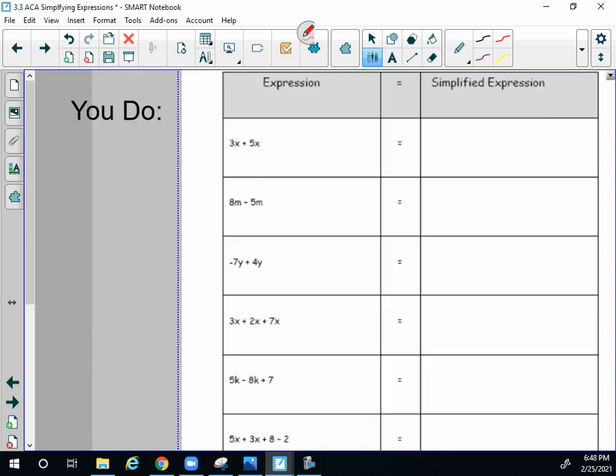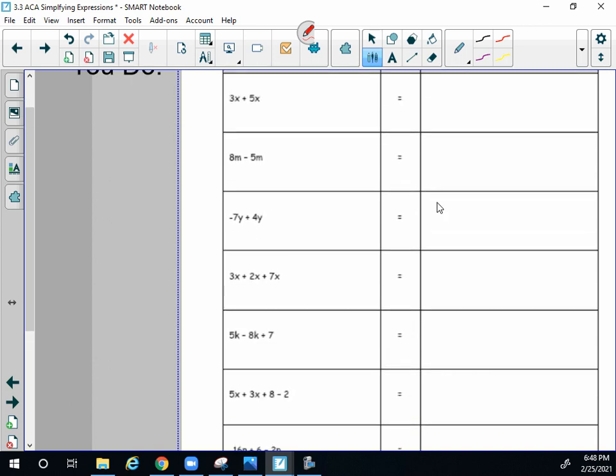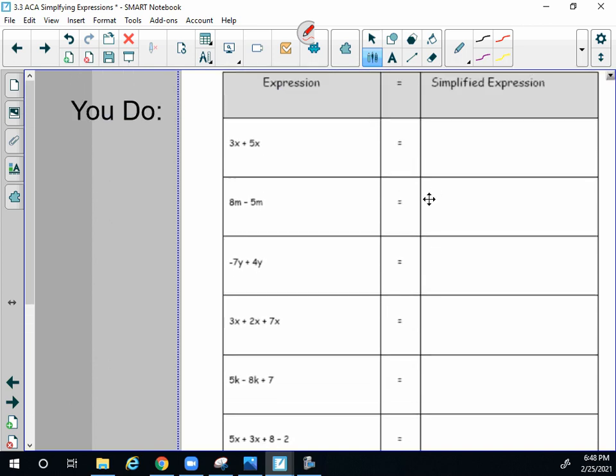Okay, we have a whole page. I'm going to do the first few with you, and then I will let you pause the video, try them on your own, and check your answers for the rest. So we have 3x plus 5x. 3 plus 5 is 8x. Here, 8m minus 5m, like terms. 8 minus 5 is 3, so I have 3 m's.